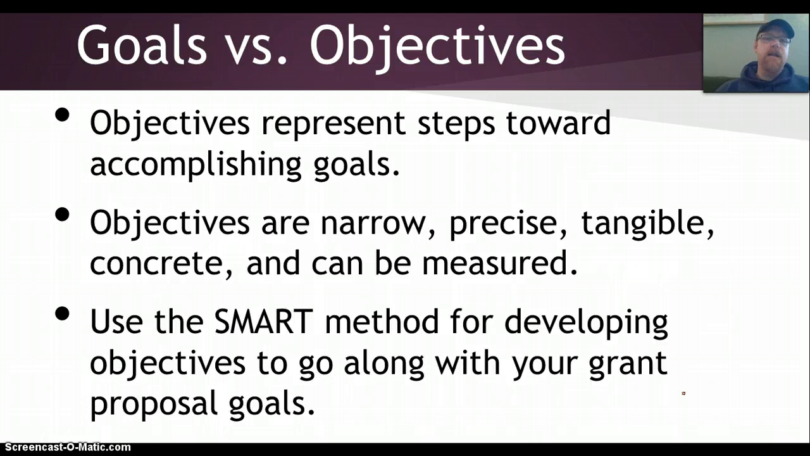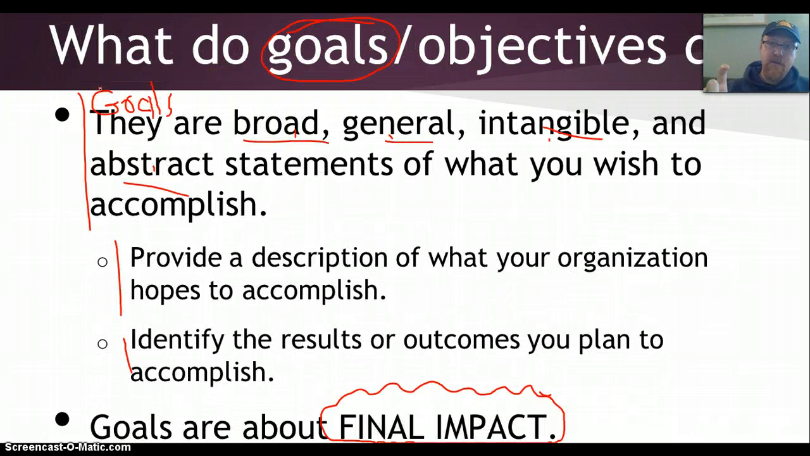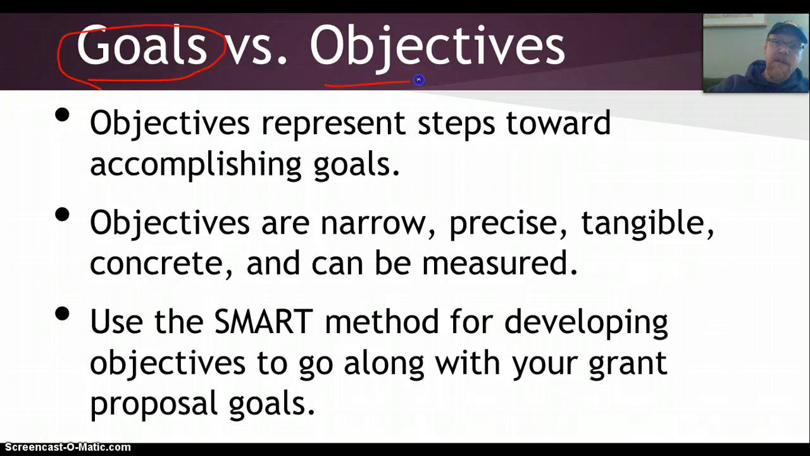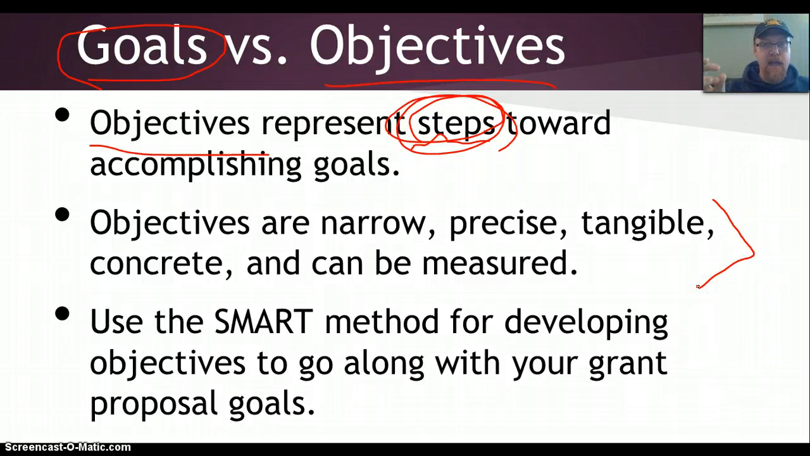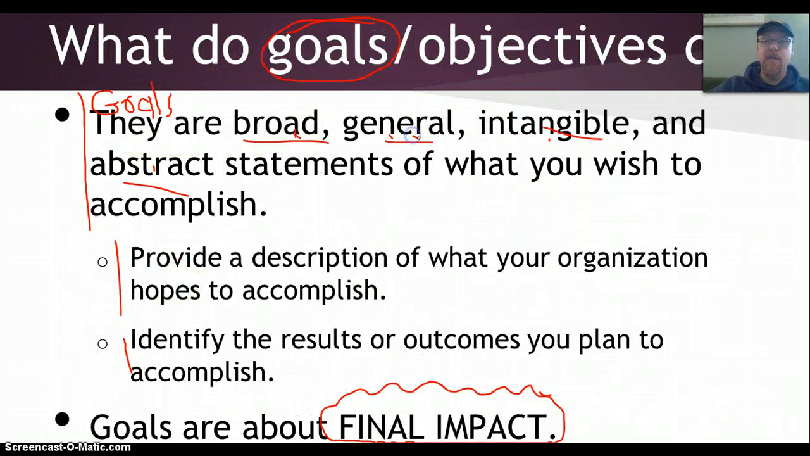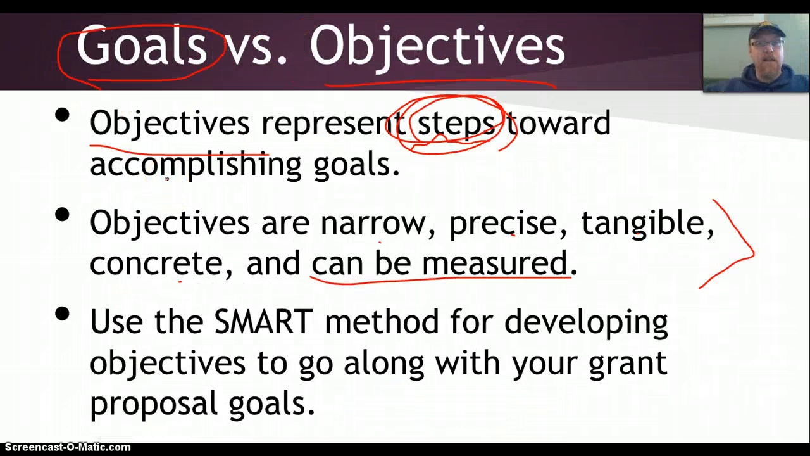Now, what is the difference between goals and objectives? Well, goals, as we've already talked about, are big, broad, general, intangible, and abstract. Objectives represent steps toward accomplishing the goals. That means that objectives are narrow, they're precise, they're tangible, and they're concrete. And that means that they can be measured. So if you take narrow, precise, tangible, and concrete, and you contrast that with broad, general, intangible, and abstract, you'll see that the goals are the cloud, right? And the objectives are the raindrops that come out. They're the specific elements that come out of this amorphous goal, right? And so they have to be narrow, precise, tangible, and concrete because they have to be measured.